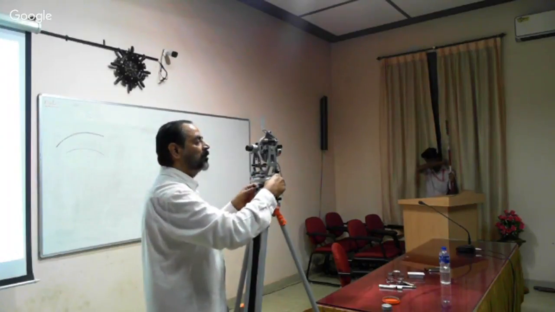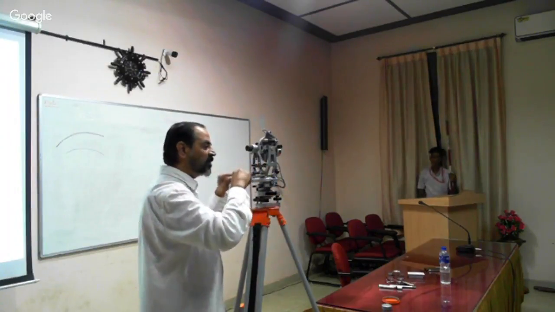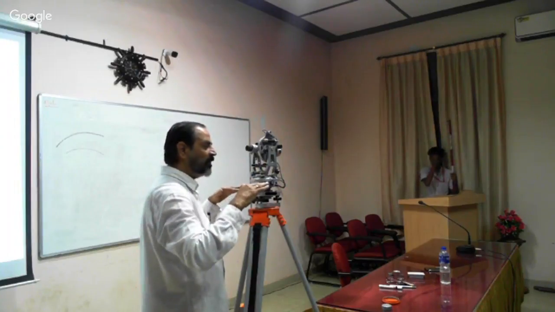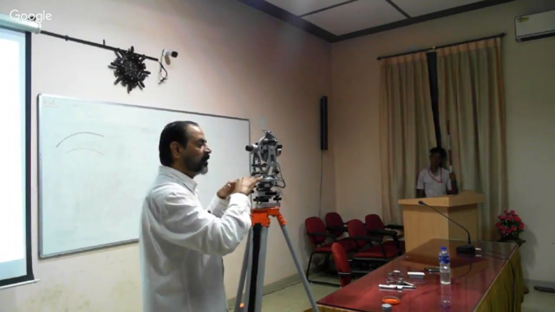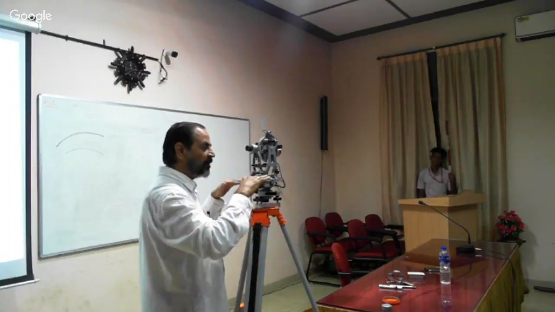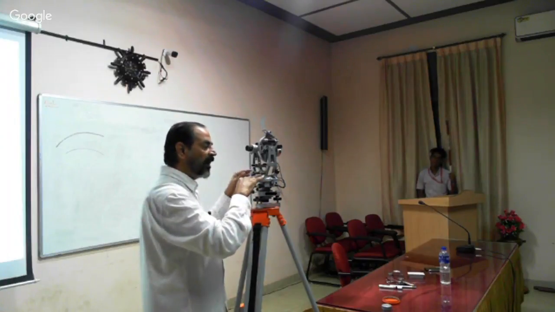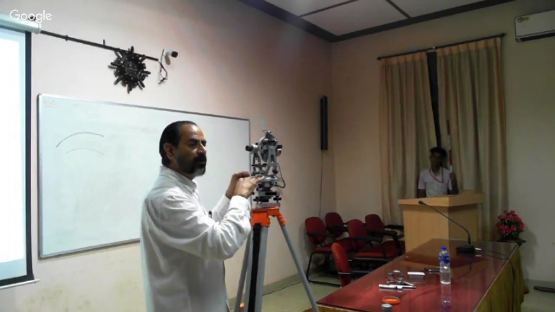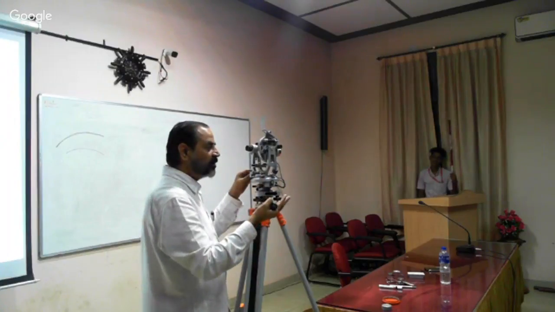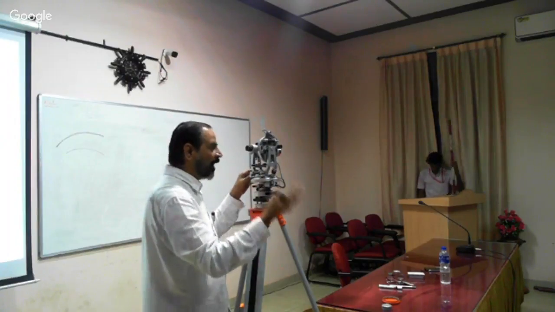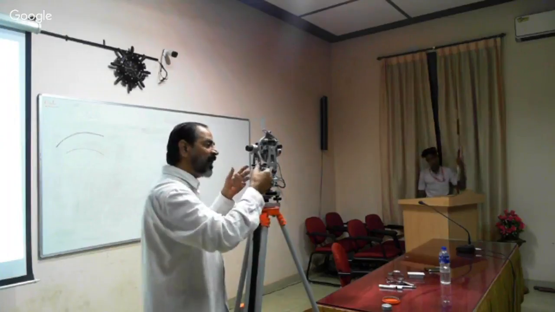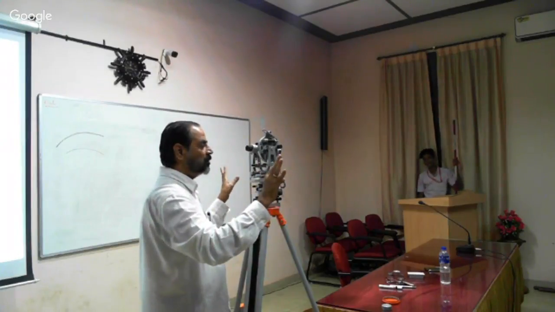Now close both clamps. Now the position of the instrument: the instrument is level. Vernier A reads 0 and 0, vernier B reads 0 and 180, and both the clamps are closed.